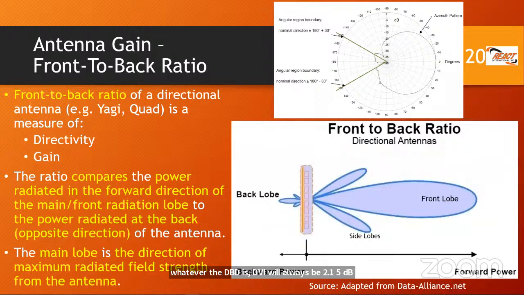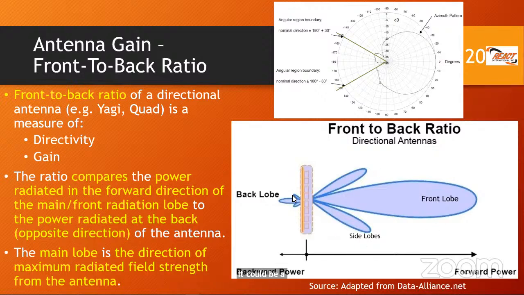All right, just a couple more slides before we take our break. All right, so we need to introduce the concept of front to back ratio. So again, we're sticking with directional antennas. And in this case here, we have maybe a Yagi antenna, or it could be a quad antenna or some sort of directional antenna.